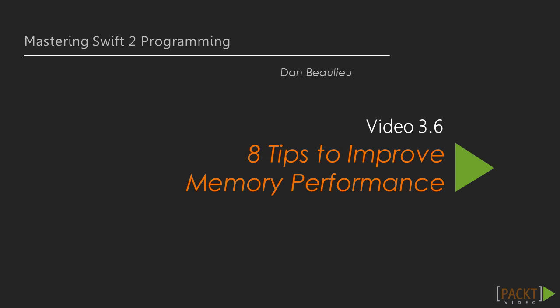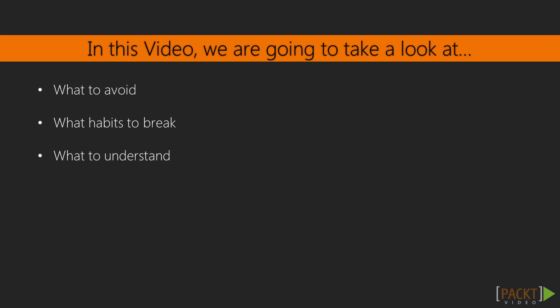In the previous video, we learned about zombies and how they're created, so we know the risks of manual memory management. In this video, we're going to look at 8 things you can do to improve memory performance. We'll look at what we should avoid and what we should know before making programming decisions.